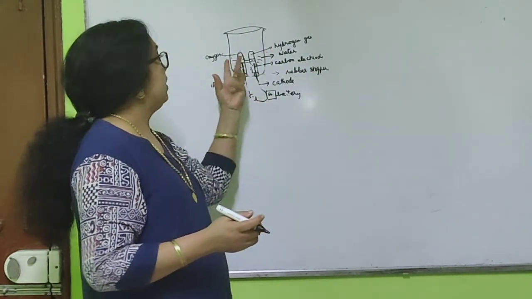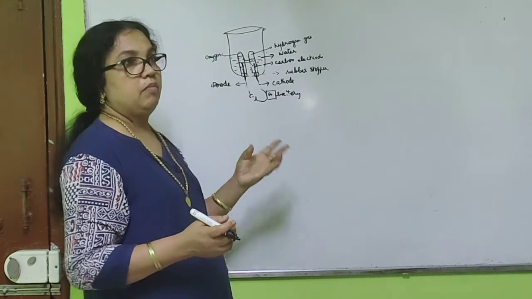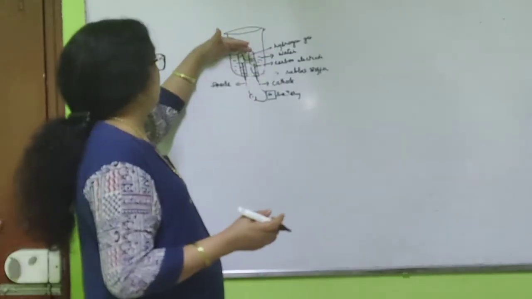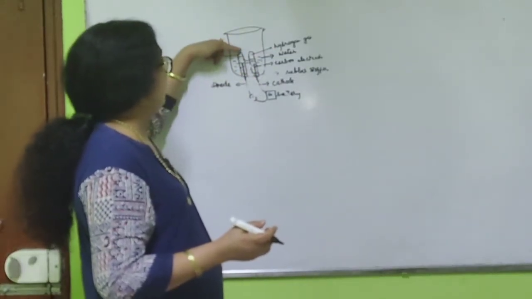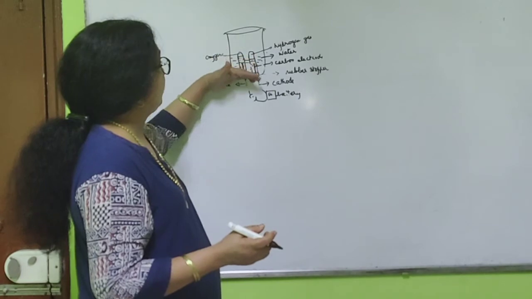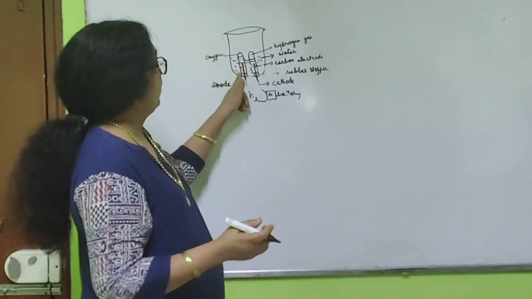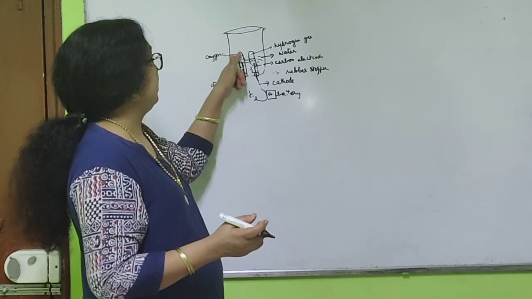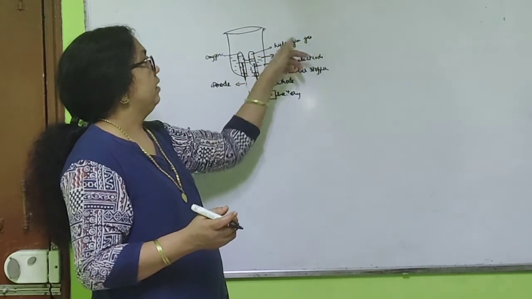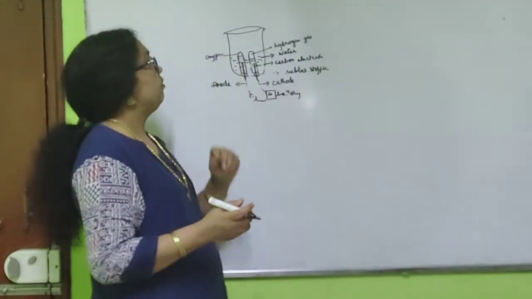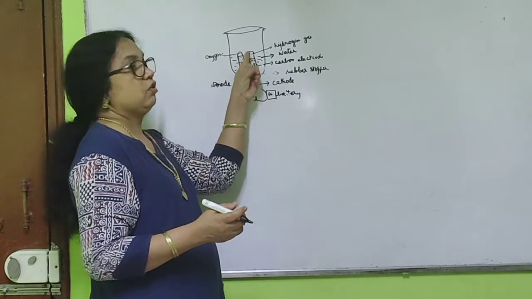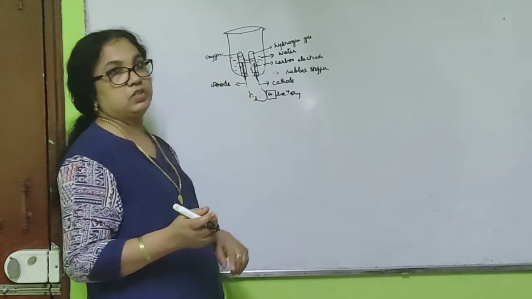Then you can see bubbles coming at these electrodes. These bubbles mean gases. The gas coming will displace the water downwards. These test tubes were filled with water, and as gases form, the water is displaced downwards. After some time you can get gases. The gas we are getting at the anode is oxygen, and at the cathode it is hydrogen gas. And look, the volume of gas also differs. The volume of hydrogen gas obtained is double the volume of oxygen gas.